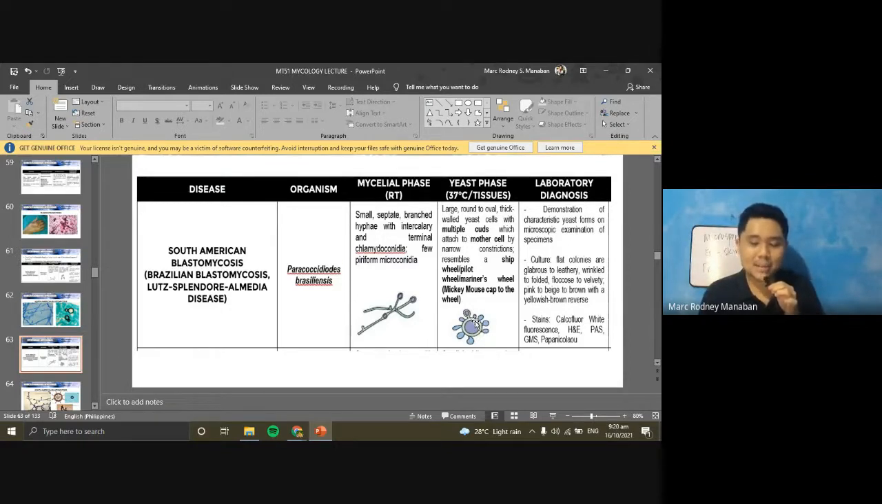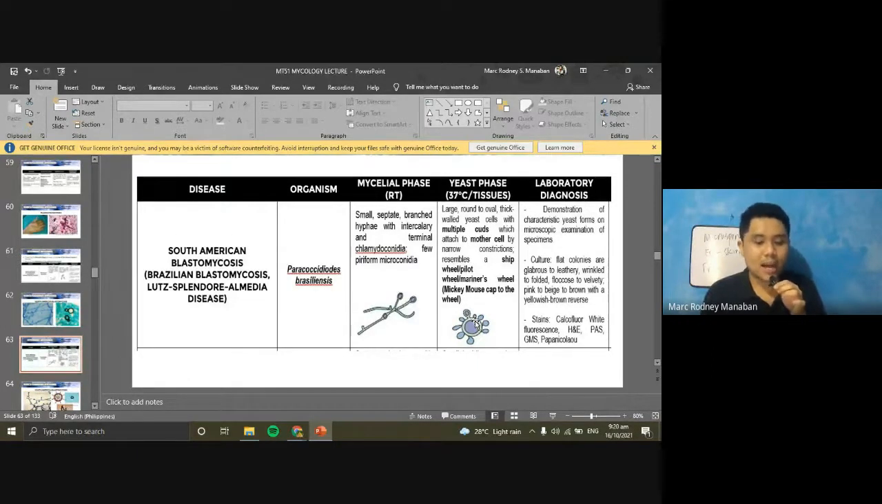Now, for lab diagnosis, demonstration of the characteristic yeast forms in microscopic examination of the specimens. You may also have culture and you may also stain the tissue. All right. But again, for systemic mycoses, usually the definitive diagnosis is through examination of the tissue, the yeast phase. That's where we can differentiate. Because usually, the mycelial phases of systemic mycoses are similar to each other or medyo difficult to identify. So we look at the yeast phase, okay? And usually it can be obtained from tissue. So in a biopsy, mas makita siya.